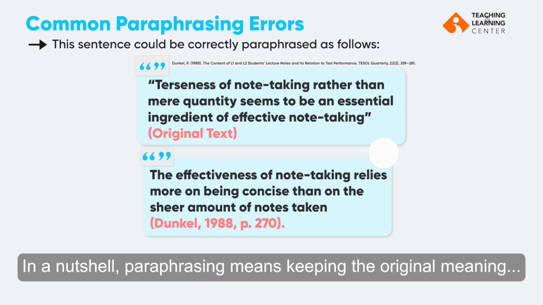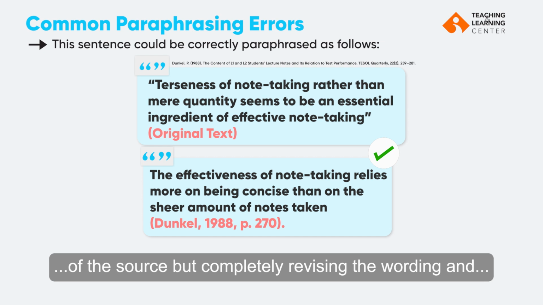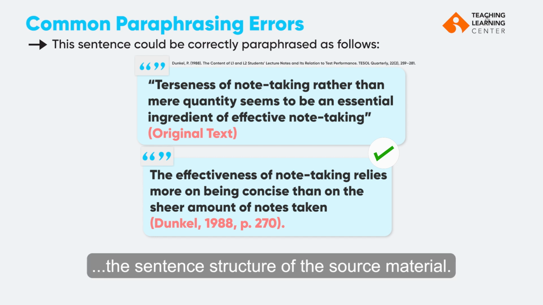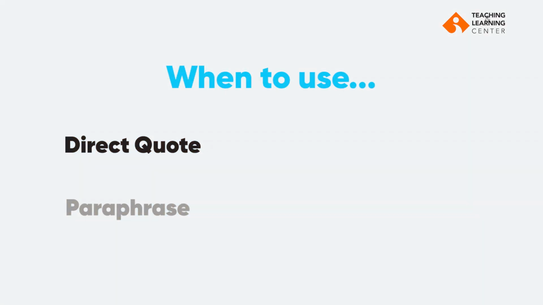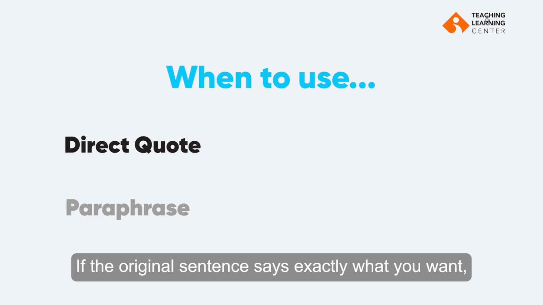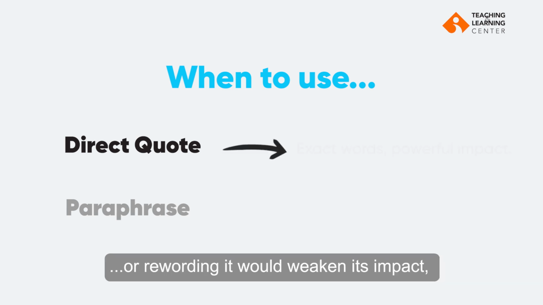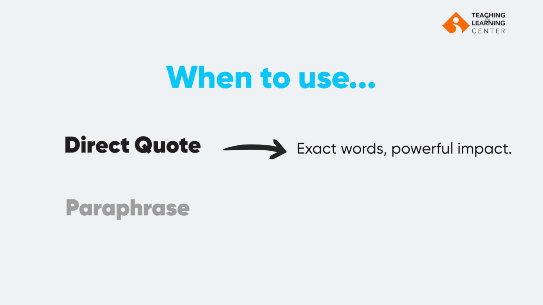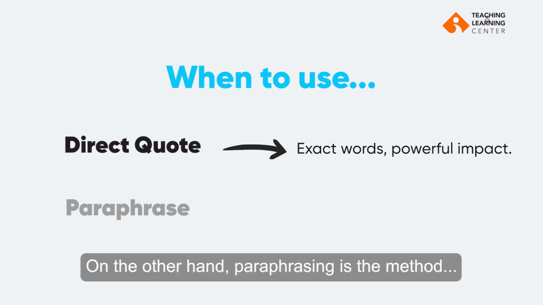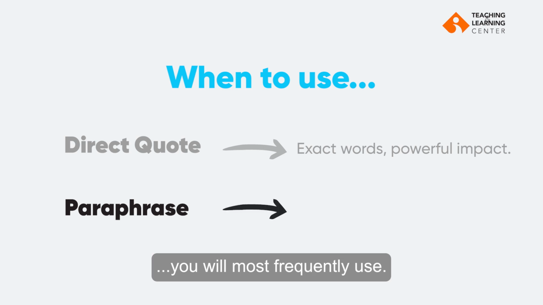In a nutshell, paraphrasing means keeping the original meaning of the source, but completely revising the wording and sentence structure of the source material. If the original sentence says exactly what you want, or rewording it would weaken its impact, then you should just use a direct quote. On the other hand, paraphrasing is the method you will most frequently use.